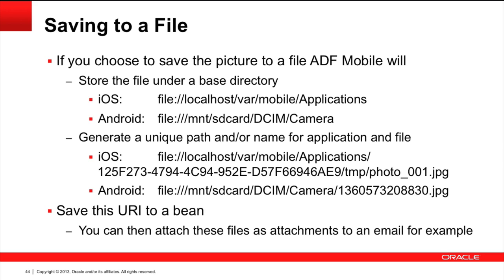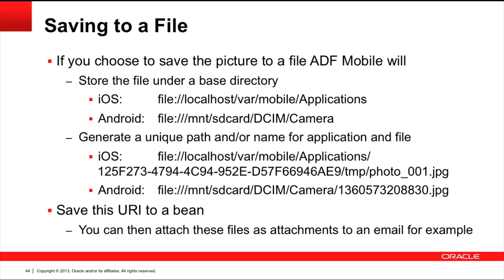If you look at the iOS example, right near the bottom, you can see that when it stores it in localhost var mobile applications, it then generates some sort of unique ID as another directory, temp, and then photo 001, 002, 003.jpg, and so forth. Whereas with Android, you'll notice that it doesn't bother to store it in an applications directory. It actually just stores it under the general camera directory, but it gives each JPEG a unique file name as such.